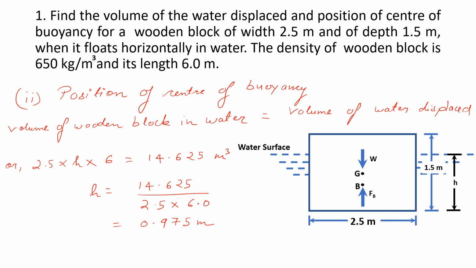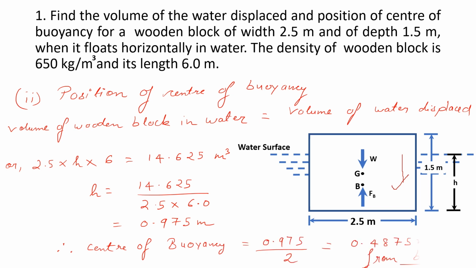Now we have to find the position of the center of buoyancy. Here this point B is our center of buoyancy, and the position is measured from this point to this point. As it is a symmetrical object, this will be h by 2. So the center of buoyancy will be 0.975 divided by 2, which is 0.4875 meter from the base.